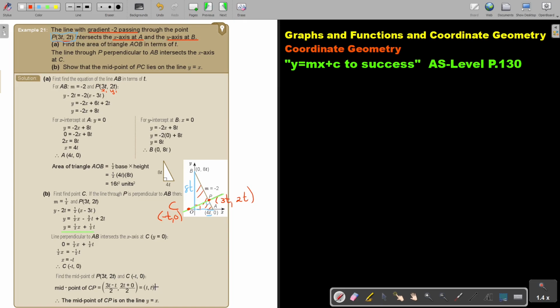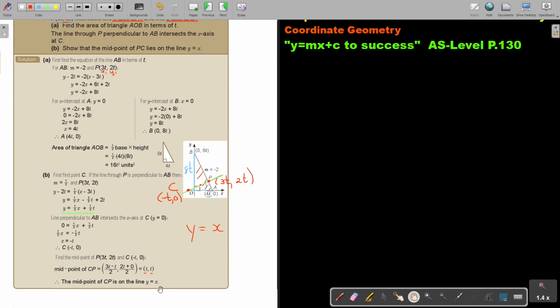Okay, so that's the midpoint there. Now, the x and the y value are exactly the same, so it's on the line y equals x, because the x value is t and the y value is also t. You can get an example like this. It's a bit more difficult because you keep on working with an unknown and you never actually find that unknown, so you work in terms of t the whole time. But let's look at an example.